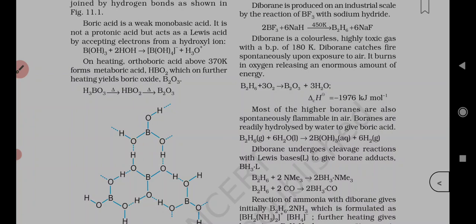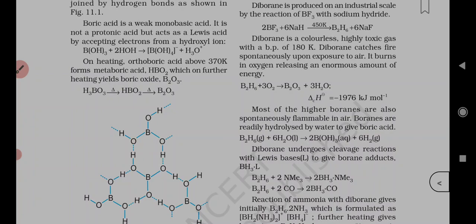The structure of diborane is shown in figure 1.2a. The structure of diborane B2H6. The 4 terminal hydrogen atoms and the 2 boron atoms lie in one plane. So now they can frame a question like, how many atoms in diborane are in one plane? So how many atoms? 6. How 6? 2 terminal hydrogens, HT I am writing, and 2 boron atoms. Above and below this plane there are 2 bridging hydrogen atoms.